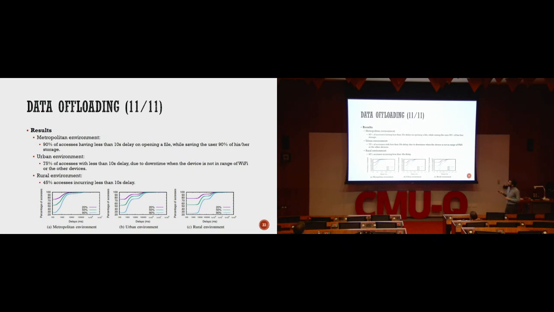In an urban environment, where the connectivity is not as good as in the metropolitan environment, the accesses within a 10-second delay are 75%. In the rural environment, almost half of the accesses are within a 10-second delay. So if you can tolerate some more delay, this performance would be accordingly enhanced. So this is the solution related to data offloading.